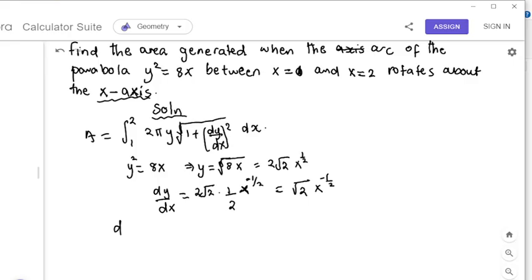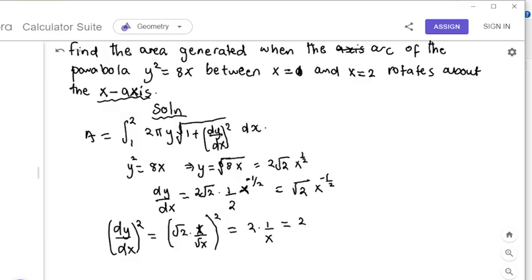So we have (dy/dx) squared. That will be root 2 x, where x raised to power minus a half is the same as 1 over root x. Here it is squared, that gives us 2 times 1 over x, which is simply 2 over x.